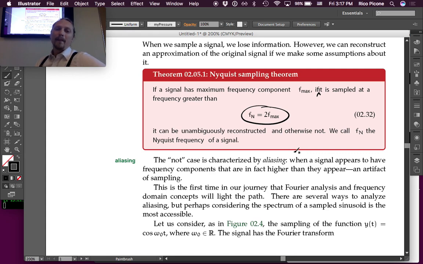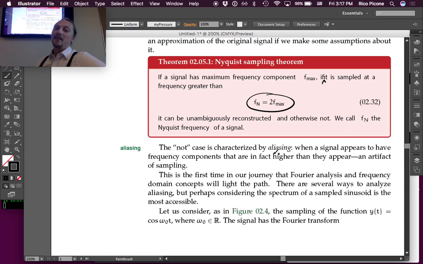So the not case, meaning it can't be unambiguously reconstructed, is characterized by aliasing, which is when a signal appears to have frequency components that are in fact higher than they appear, an artifact of sampling.